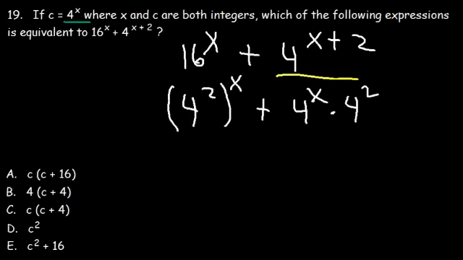So now 4 squared raised to the x is the same as 4 to the 2x. Whenever you raise one exponent to another, you can multiply the two exponents.